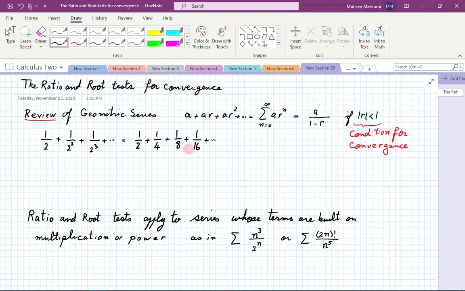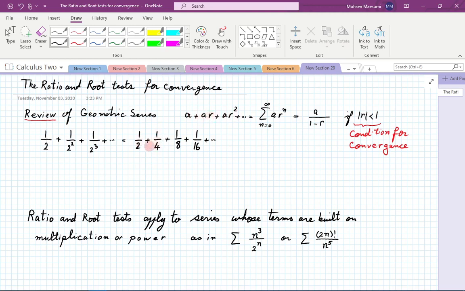When I look at this series, how can I extract that r? Well, first of all, why do I want to extract the r? Because that's what's going to tell me if the series converges or not. So in this case, how can I extract r? Here we were multiplying by r to get the next term. If we divide consecutive terms, we are going to see what the r is.